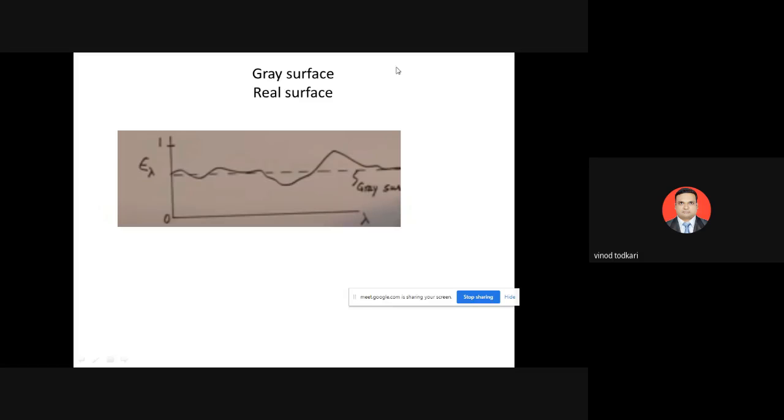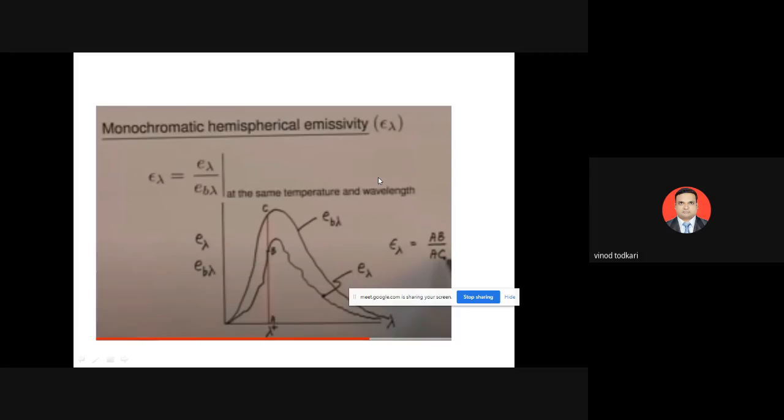See this. If epsilon lambda is constant, if I consider this horizontal line, it is called gray surface. If I consider this fluctuating line, it is called real surface, right? Then we have seen monochromatic emissivity. How to calculate monochromatic emissivity? Simply we take ratio of E lambda upon EB lambda. AB is nothing but E lambda, and AC is nothing but EB lambda. What is E lambda? Monochromatic emissive power. What is EB lambda? Monochromatic emissive power of a black body.